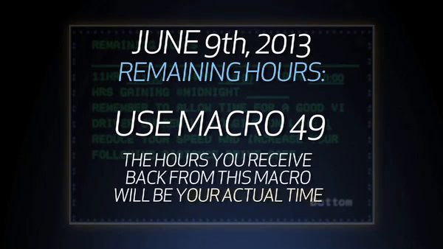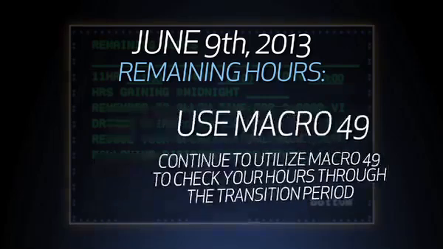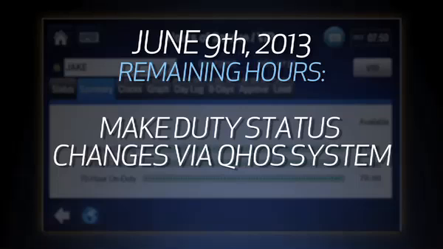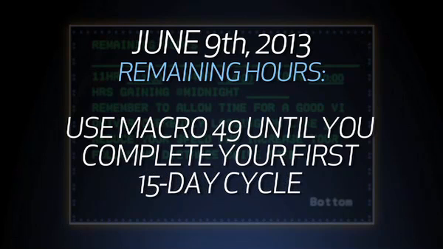The hours you receive back from this macro will be your actual time. Continue to utilize macro 49 to check your hours through the transition period. Although you'll be receiving your remaining hours through the macro 49, continue to change your duty status on the QHOS system to generate a log history. Use macro 49 until you complete your first 8-day cycle for U.S. drivers, or a 15-day cycle for Canadian drivers on the QHOS system.